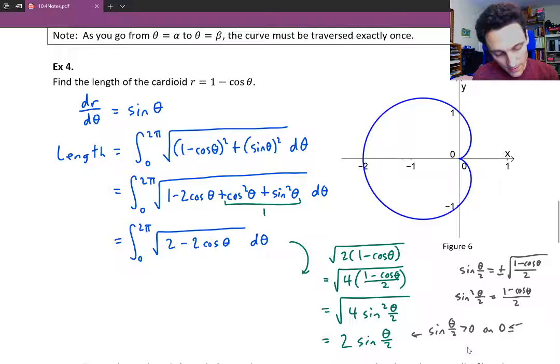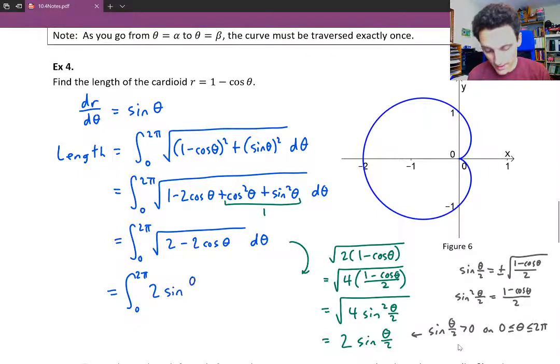Sine theta over 2 will be positive when theta is between 0 and 2 pi. If theta is between 0 and 2 pi, theta over 2, which is what's inside our sine, is between 0 and pi, and sine is positive there. That's the first and the second quadrants where the y values are positive, so sine is positive. So that's good. We don't have to worry about the absolute value bars there. So this whole integrand collapses into just 2 sine theta over 2.